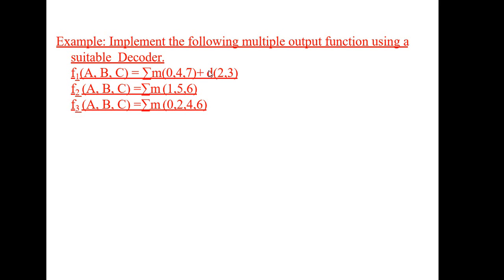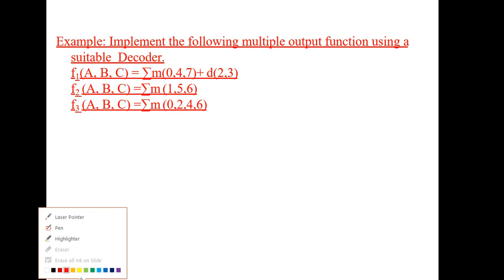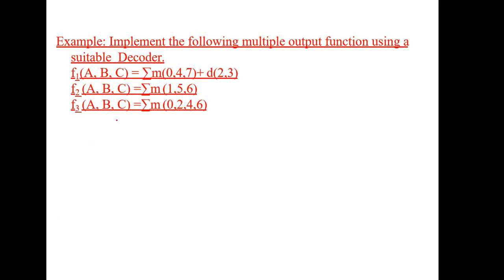Now, next example. You have to implement functions of A, B, C. Take F1 as 0, 4, 7, plus don't care 2 and 3, and one more function is 1, 5, 6, and one more function is 0, 2, 4, 6. When you're using a decoder, any don't care condition you will get, treat it as a 1 only.